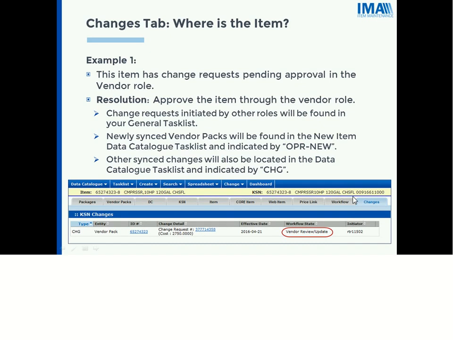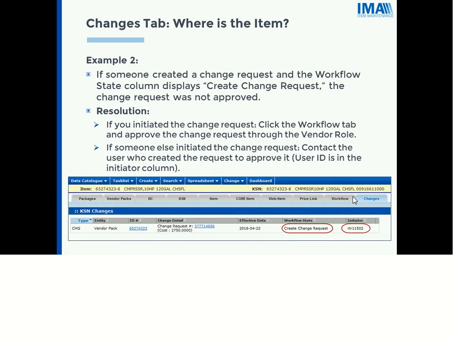So in the second example, here under Workflow State, we see Create Change Request. And if it ever says Create Change Request, that means somebody created the change request, but they didn't approve it. This happens a lot, not just by vendors, but it can also happen by merchants or by inventory analysts.